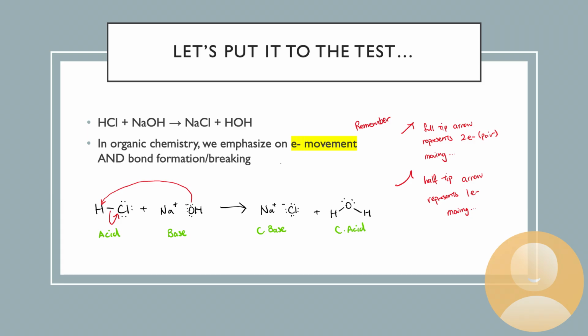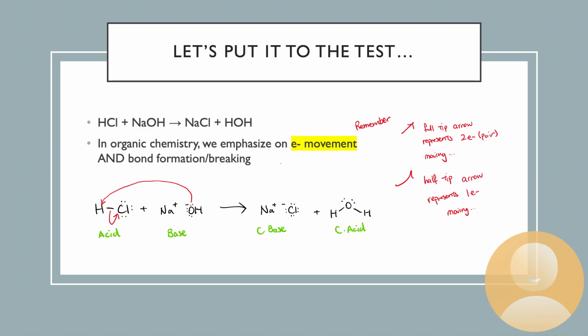In general chemistry, we used chemical equations like the one above to depict the acid-base reaction. However, in organic chemistry, we also need to emphasize the movement of electrons and the bonds forming and breaking that are involved. In Chapter 2, we learned that the full-tipped arrows indicate the movement of an electron pair or two electrons, where the starting point is the base of the arrow and the tip of the arrow indicates the destination.